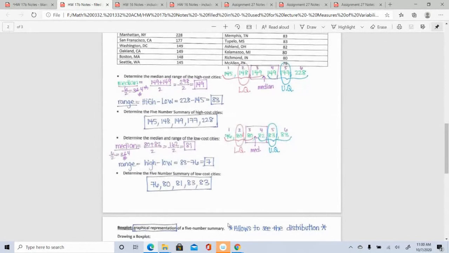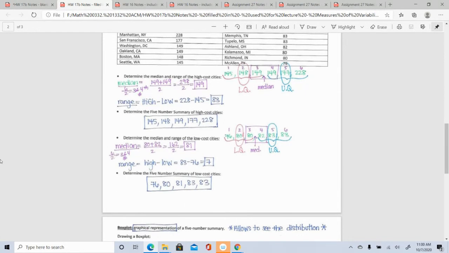Okay, so here's the numbers here. And see how our median was kind of in the middle of those two. We didn't circle a number on this. We're taking the middle two, so we're really splitting it in half. And we're taking these three numbers, 145, 148, and 149. The middle number is 148. And then we're taking the 149, 177, and 228, and we're using the middle one there for the upper quartile.